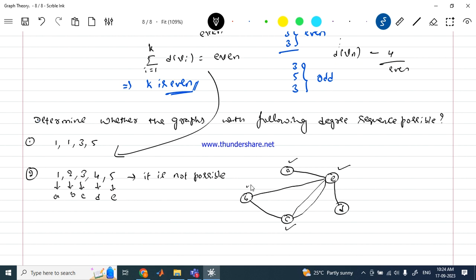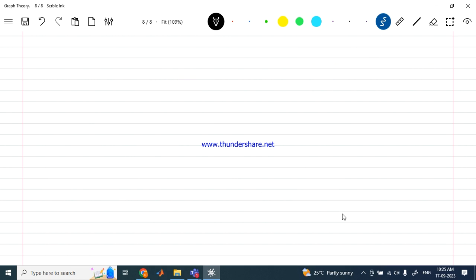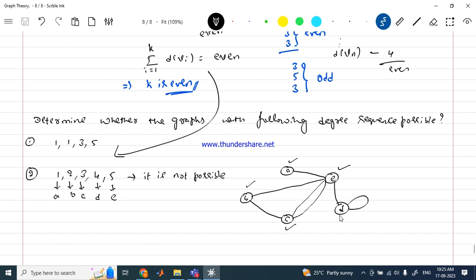Degree of B is 2, even that is done, and the degree of D is what? 4. Now where to map this D? The degree of D should be 4, but the degrees of E, A, B, C are done. I cannot connect this to any of these vertices. The only option is having a loop. Suppose I consider one loop, what happens to the degree of this one? 1, 2, 3. I need one more degree for this, which means I need one more edge. And if I'm drawing an edge, it cannot be a loop now.